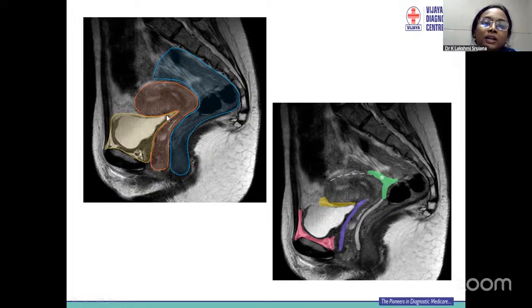The middle compartment contains the uterus, both the fallopian tubes and the ovaries, along with the cervix and vagina. The posterior surface of the uterus, the rectum and the rectosigmoid form the posterior compartment. The rectouterine and rectovaginal pouches also come under the posterior compartment.